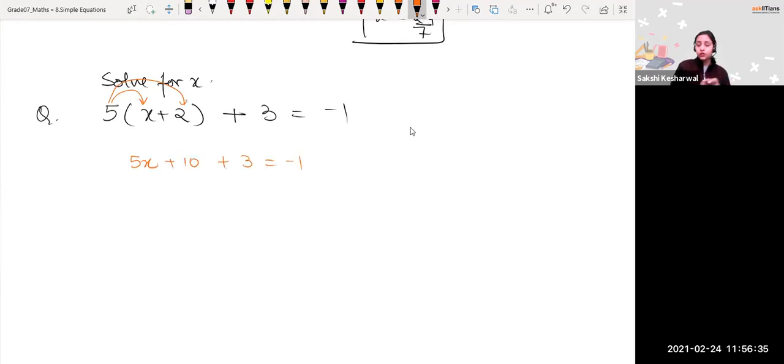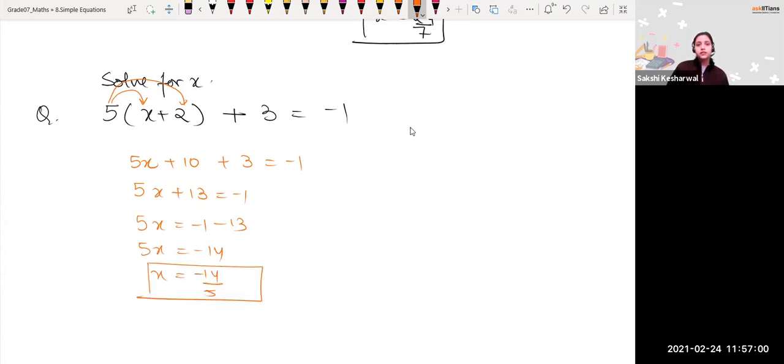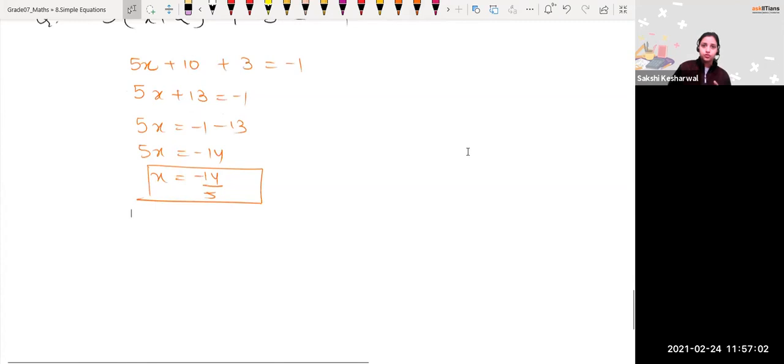So first you do the solving. Before transposition, make the LHS and the RHS a little easy and then you do the transposition. So 5x plus 13 is equal to minus 1, right? So can I write this 5x is equal to minus 1, and this plus 13 will become minus 13. So 5x is equal to minus 14. So x is equal to minus 14 by 5, because 5 is in multiplication. So this is your answer. That's it, right? I'll give you one more question on this.